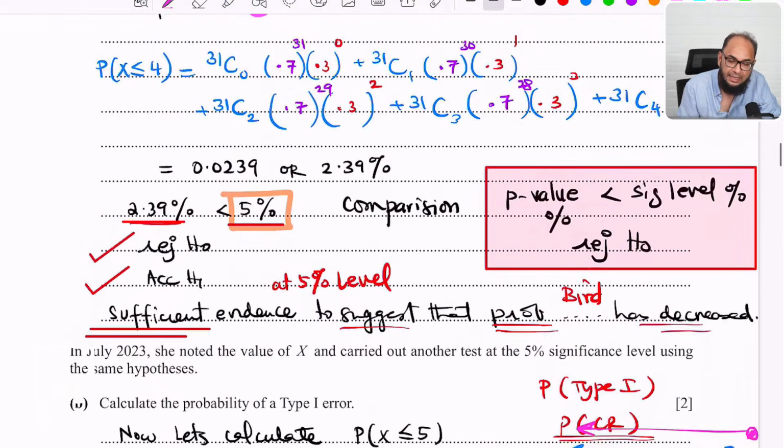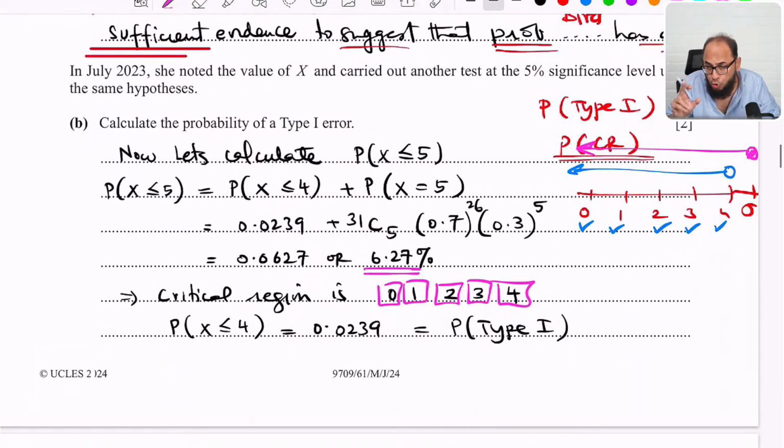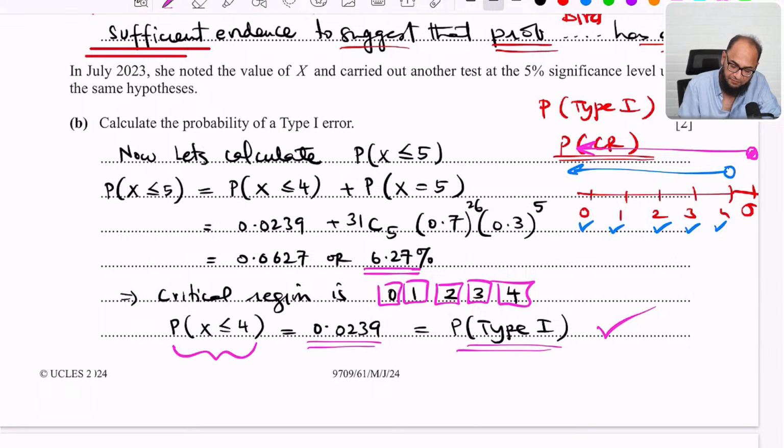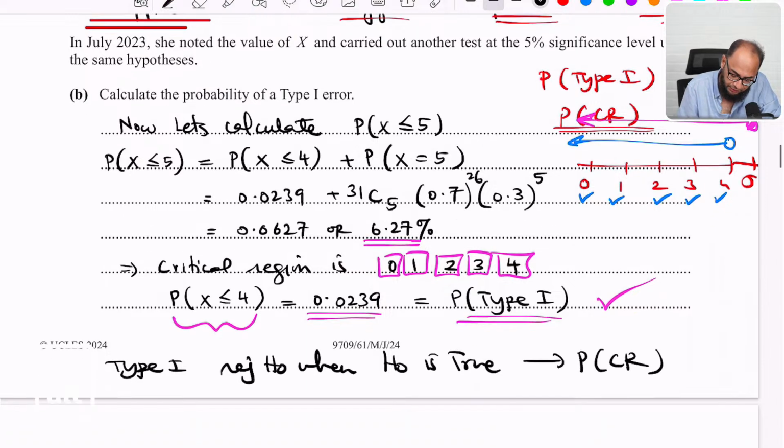What does that mean? That if you lie in the critical region, you would reject H naught. And do watch all the videos. I mean, this concept is not that simple that it could be taught in a session. So you have to watch the videos. Probability X is less than or equal to 4, that is this thing. That's the probability of type 1. So type 1 error is basically reject H naught when H naught is true, and that is the probability of the critical region.